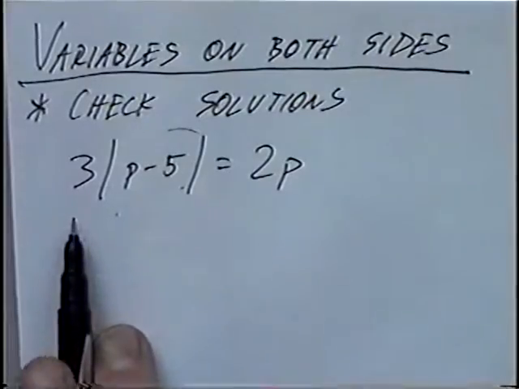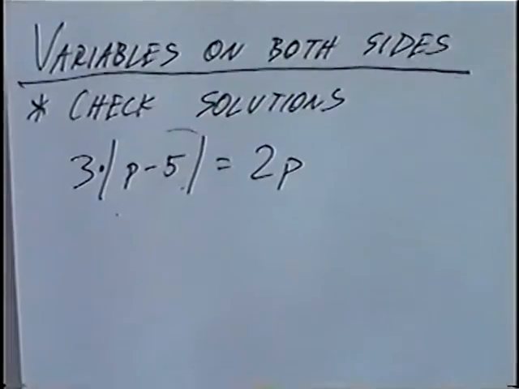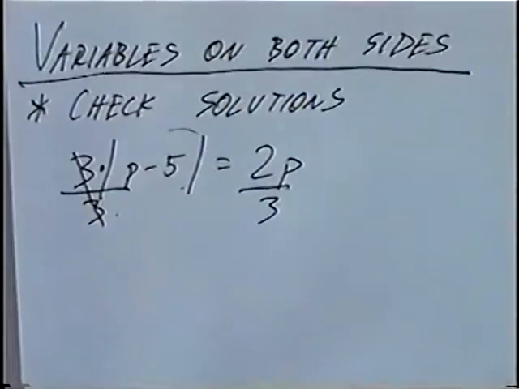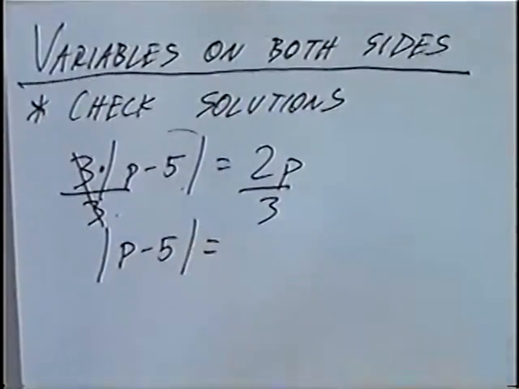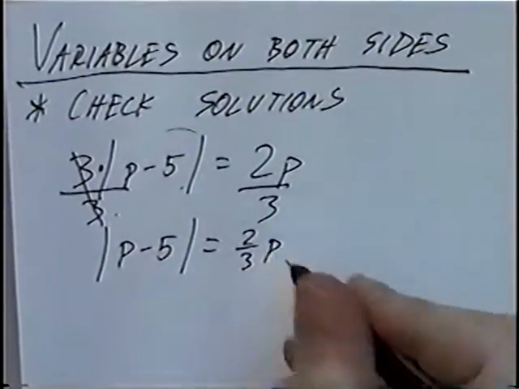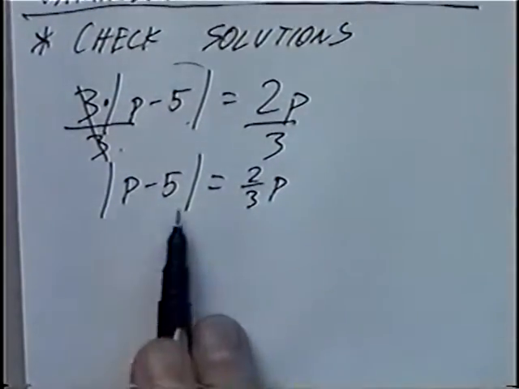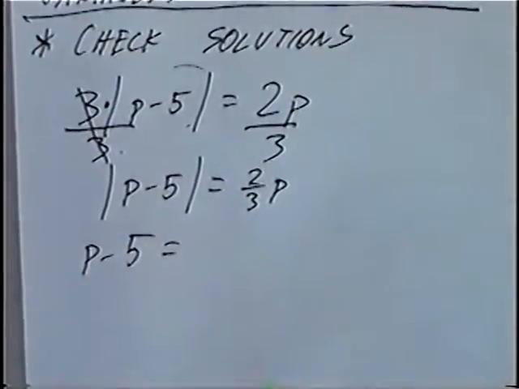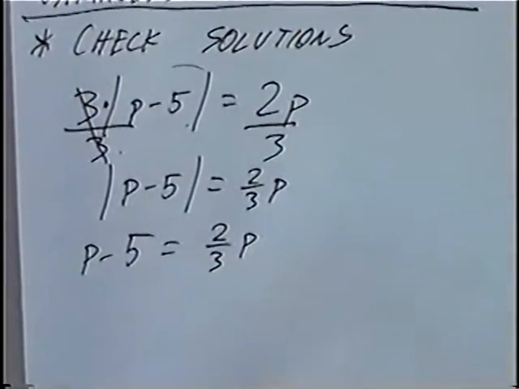So in this case, the 3 we need to move to the other side. This is 3 times the absolute value, so we can divide both sides by 3 to move the 3 over. P minus 5 stays the same inside the absolute value, and we'll have a fraction 2/3 p. When the absolute value is by itself, you can take the absolute value signs off, p minus 5, and set it equal to 2/3 p.